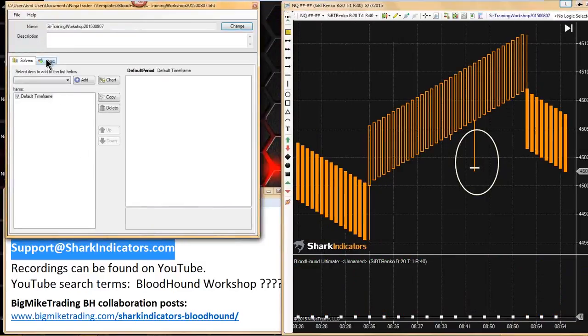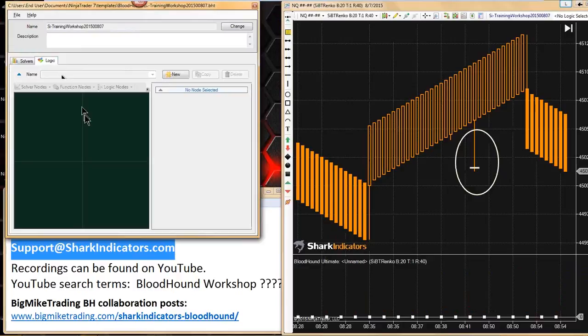Next I'm going to start working on the logic board this time. As you can see, when you first open up a system, there are no logic boards. The name is grayed out, so we have to hit New, and there we go. Now we have a new logic board that we can start working on, and I just need to give this some kind of a name. There we go. Let's call it a pullback entry.